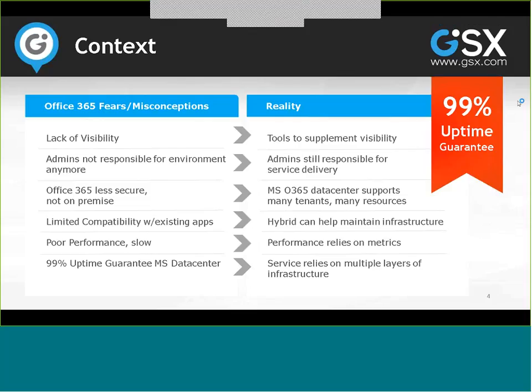And lastly, while a 99% uptime guarantee from the Microsoft data center is promised, this may not be guaranteed at the location level because service does rely upon multiple layers of your infrastructure. So now that we've given you an outline of the main Office 365 misconceptions, let's talk about how facts and metrics can really help you identify where your latency is coming from.